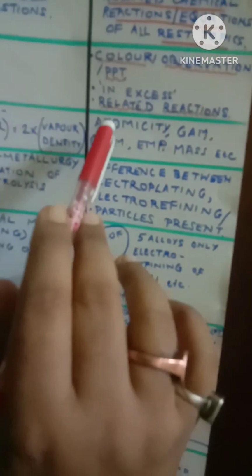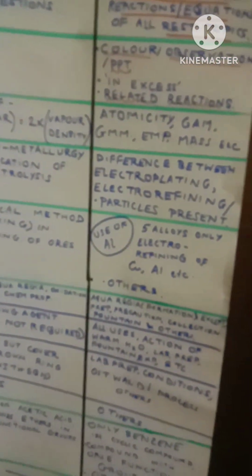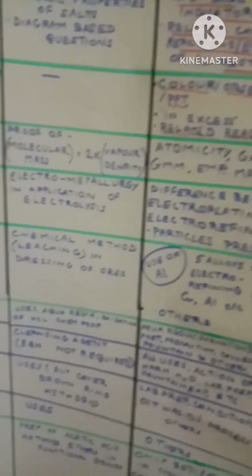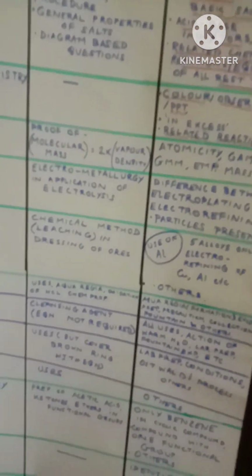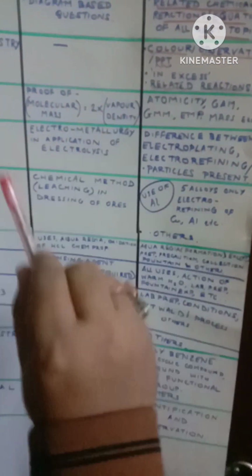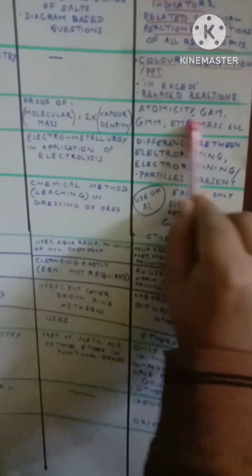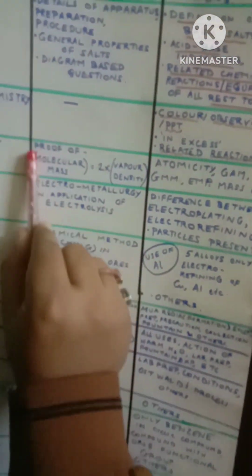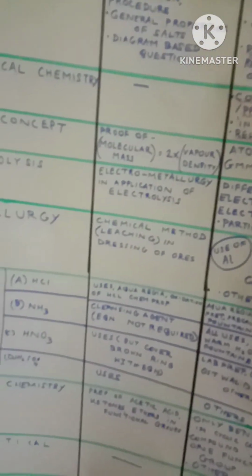Except this, empirical mass, very, very important. Gram molecular mass, gram atomic mass, atomicity, and there are some other numericals where you get a chemical equation. You need to find out whether it is following the law of conservation of mass, something like that. So all those things should be focused. These are the things where you should keep your eyes, the most focused topics. Others are less focused topics, and only the derivation is not to be focused on.